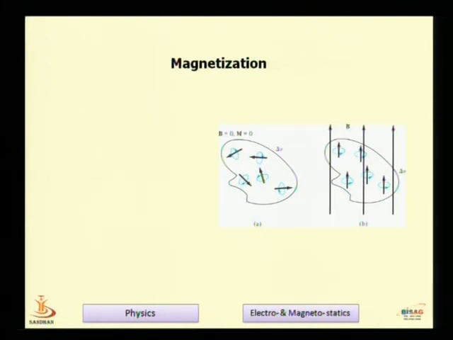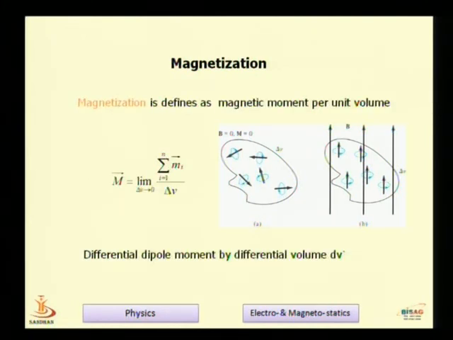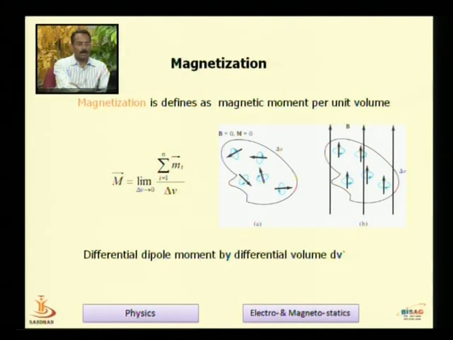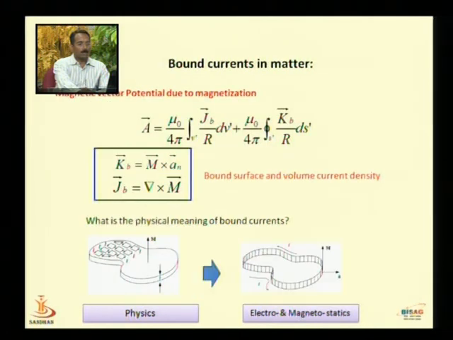Now, when we consider magnetization, similarly we can define dipole moment or magnetic moment per unit volume, which is given by small dm as this. And for bound currents you can write down the vector potential given by this equation. So we have bound surface and volume current density. So this is all about magnetostatics.